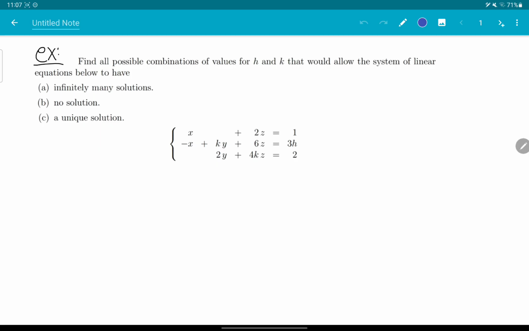Okay, a question where we really test your understanding of these three possibilities. So, what I'm going to do is go to echelon form and stop and think. That's what I'm going to do, and we will see why that works out nicely.